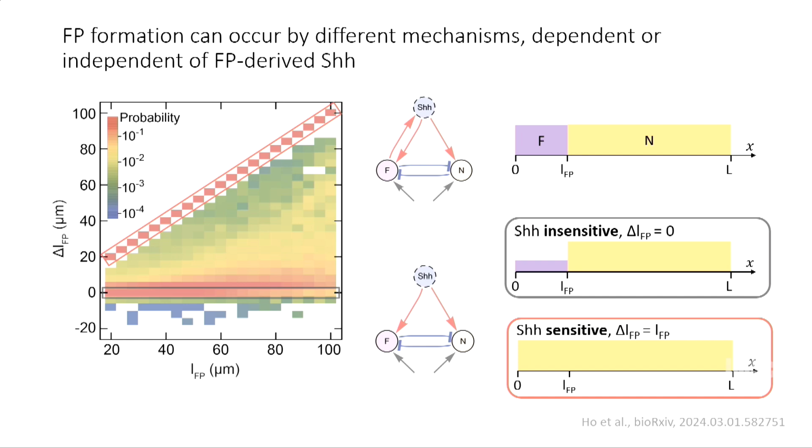And some of the successful solutions, we call them insensitive, still had the same size of the floor plate. And some of the solutions, we call them sensitive to Sonic Hedgehog, completely lost the floor plate. This plot shows the change in the floor plate size, the length of the floor plate, and there were some things in between. But focusing on those two: insensitive, even if you remove the Sonic Hedgehog from the floor plate, you still get floor plate. And if it is sensitive, you completely lose the floor plate.